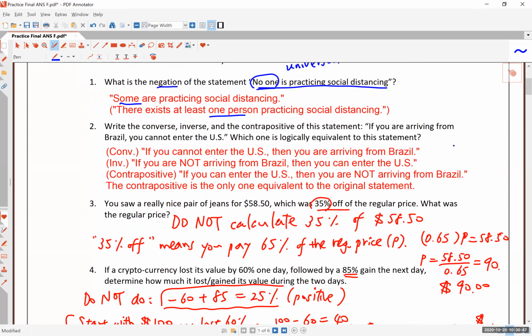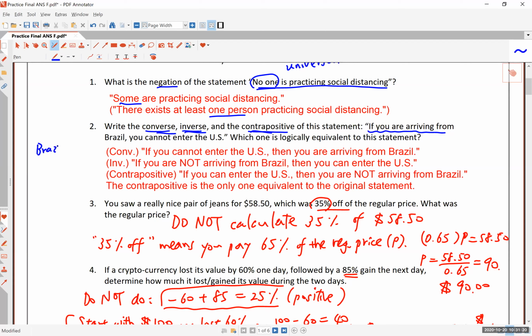All right, number two, I do want you to know what the inverse, converse, and the contrapositive are for an if-then statement. And by the way, these only apply to an if-then statement. So if you have a sentence like no one is practicing social distancing, there's really no inverse, converse, or contrapositive, okay? So these words only apply to a conditional statement. If you are arriving from Brazil, you cannot enter the United States.